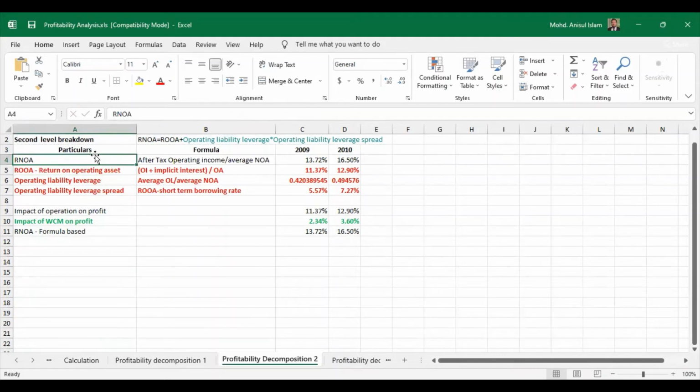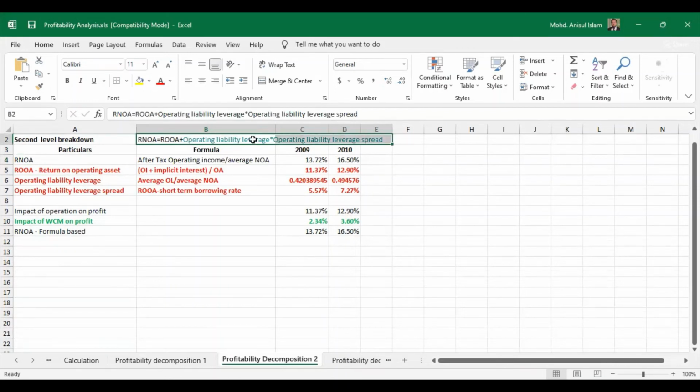So in the second level breakdown of the profitability decomposition, we mainly work with this equation, which I have selected here. And we basically look at the breakdown of the return on net operating asset into return on operating asset and operating liability leverage multiplied by the operating liability leverage spread. So here we want to see the role of operating liability on return on net operating assets. So let's see the calculation first.